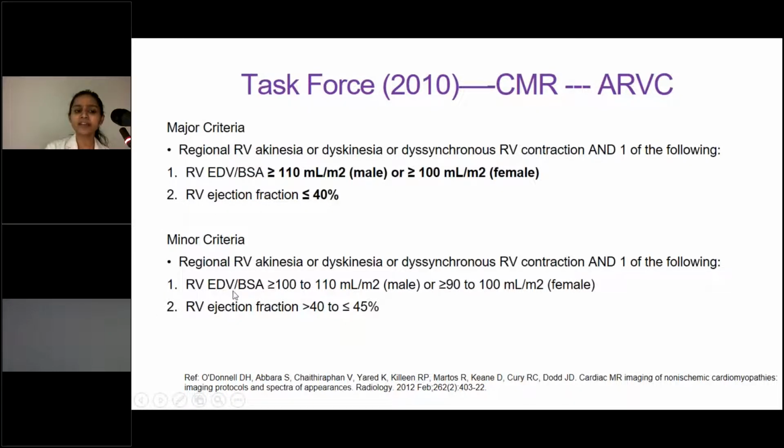For the minor criteria, while the qualitative parameters are the same as the major criteria, there are subtle differences in the cutoff values. Like for end diastolic volume, the cutoff is 100 to 110 for males, 90 to 100 in case of females, and the right ventricular ejection fraction is between 40 to 45%.